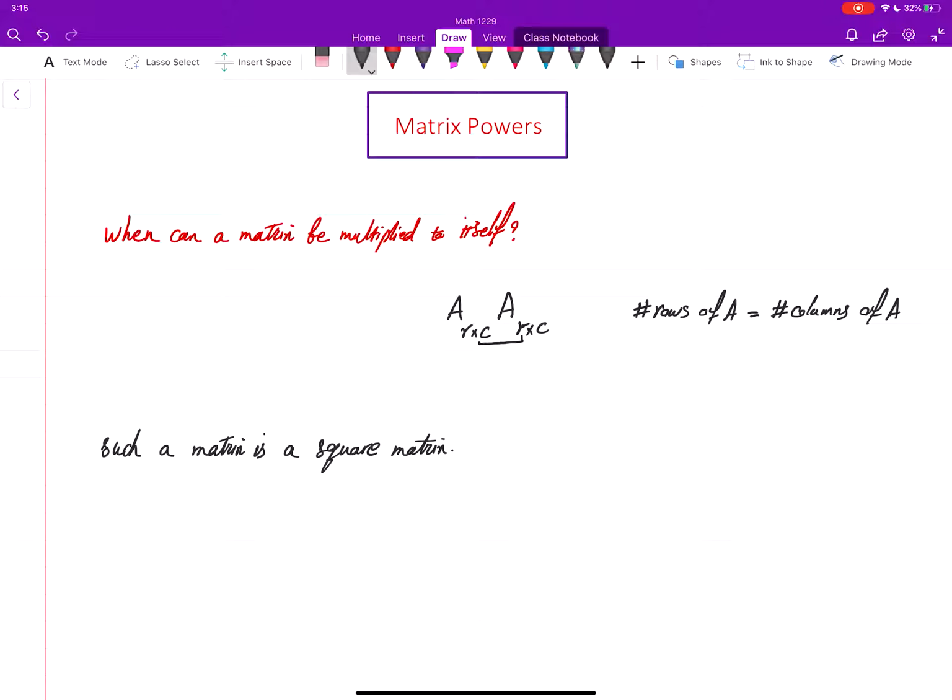And there is another notion here: since the columns and rows are the same, for a square matrix we call the number of rows the order. Instead of saying the dimensions, order is the word we will use.